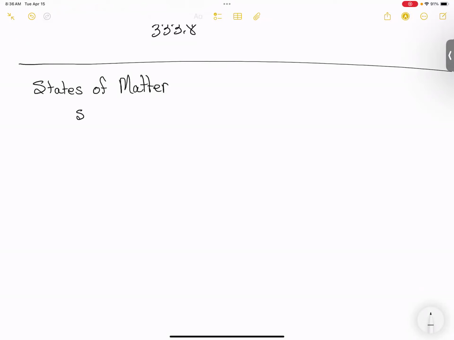They include a solid, which we represent with the letter S in parentheses, usually following the formula of the compound. This means that you're going to have mass, because we can measure solid using mass.